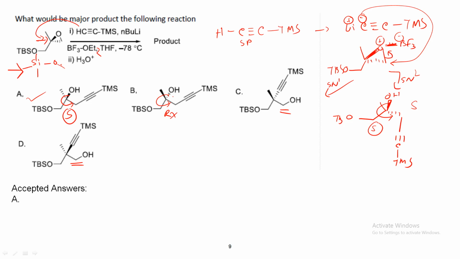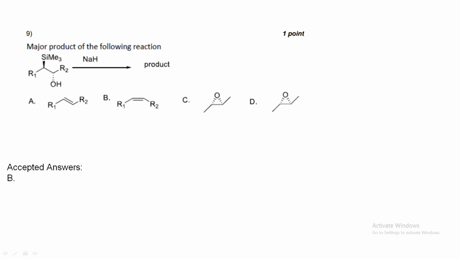And yeah, the H3O plus. Just to leave this kind of species, OBF3 or OH would be forming. So just to quench or to protonate that, we need just an acidic workup, nothing more than that. So that's why the answer will be A.